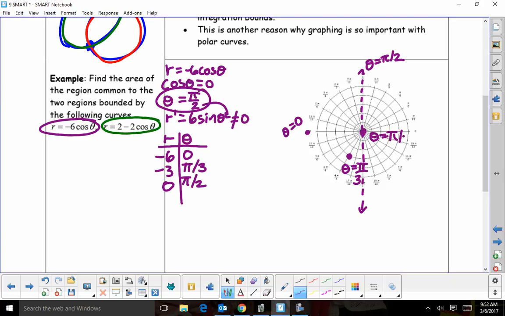And I could use symmetry. It's symmetric about the x-axis. So if I have this point, could I graph another point? What are we making here? It's a circle. But that's a tangent at the pole. If it was a heart, it wouldn't be able to be a tangent at the pole.